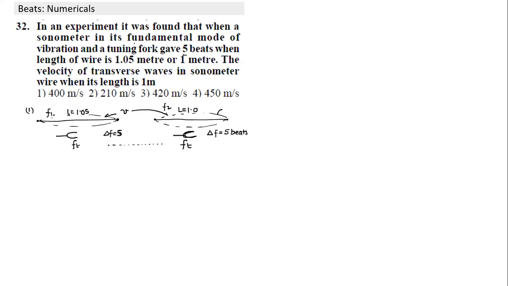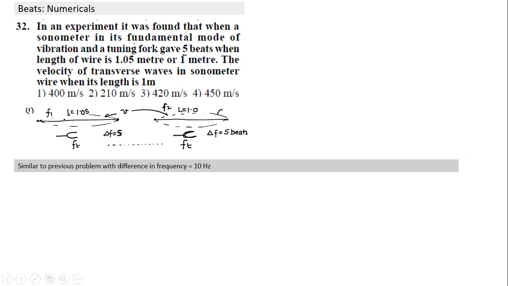Now we have to understand between F1 and F2, which will be greater, and how is the frequency related to length? Frequency is inversely proportional. The one with the shorter length will have higher frequency. So this F2 is higher compared to the tuning fork frequency by 5, and F1 is lower by 5. That's how it is possible.